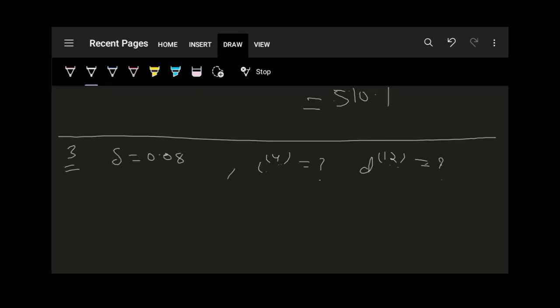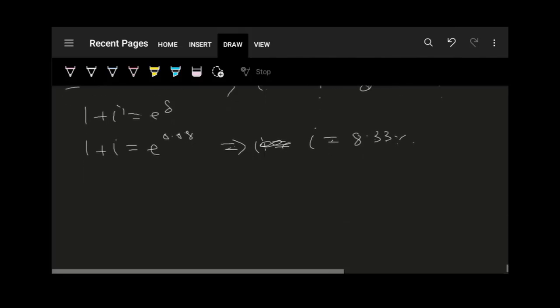So 1 plus I equals e to the power 0.08, and from here we get I equals 8.33%, and we can calculate I4 from I directly using the formula. Similarly, to calculate D12, you can calculate D from this I and then use the formula to convert effective discount rate into nominal discount rate. Or you can use any formula from the table we just drew.